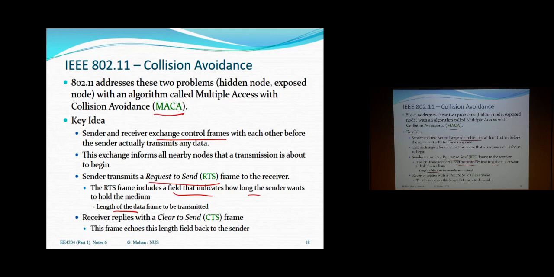What will the receiver do? The receiver will reply if it's ready to receive. If it's already receiving some other transmission, obviously it will not send a reply. Otherwise it will reply with a CTS frame, called clear to send. You are given a green signal, you can send it. This frame also carries the length field mentioned there. If the sender indicated it wants to transmit 10 microseconds, the receiver will echo it: yes, you can transmit for 10 microseconds, no problem.